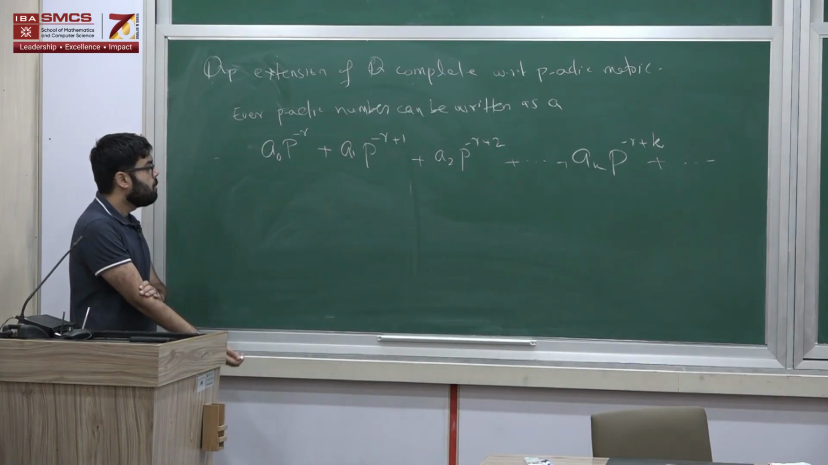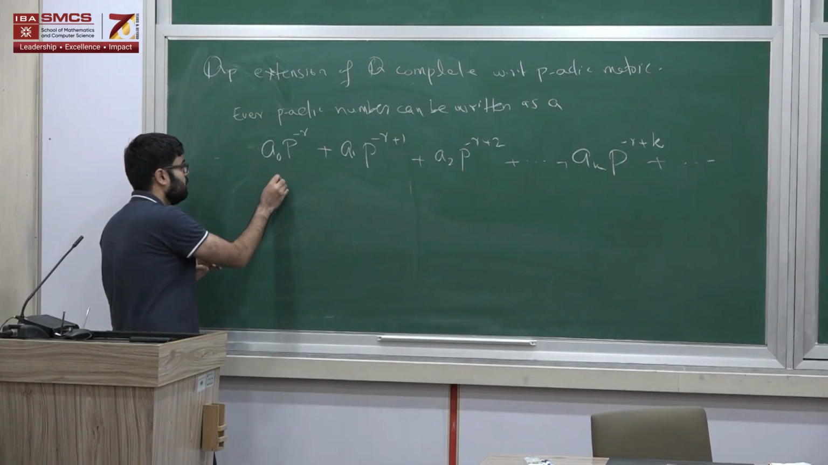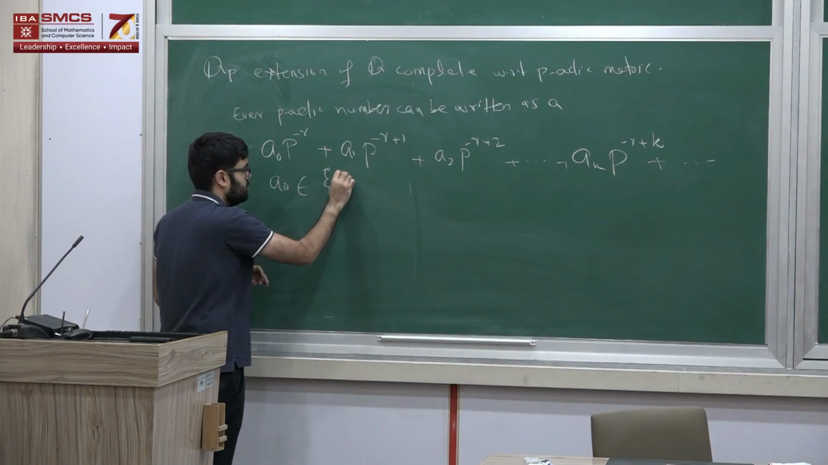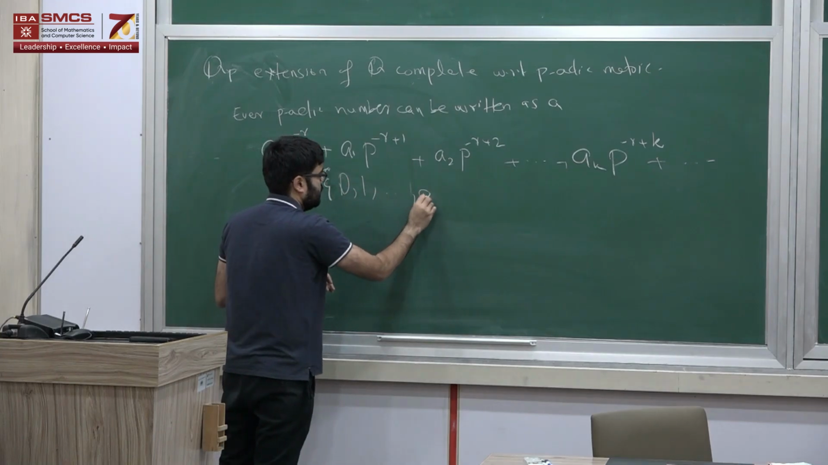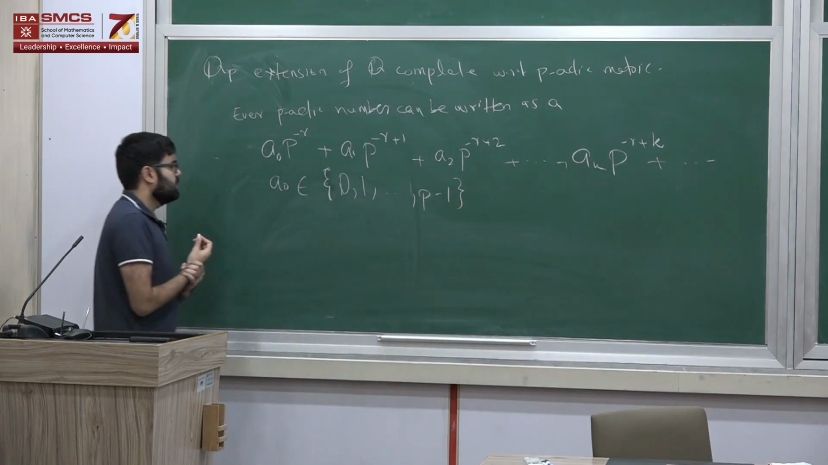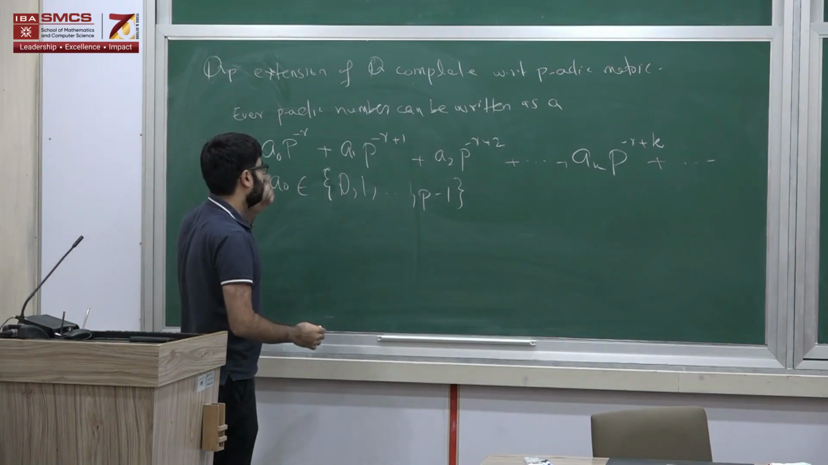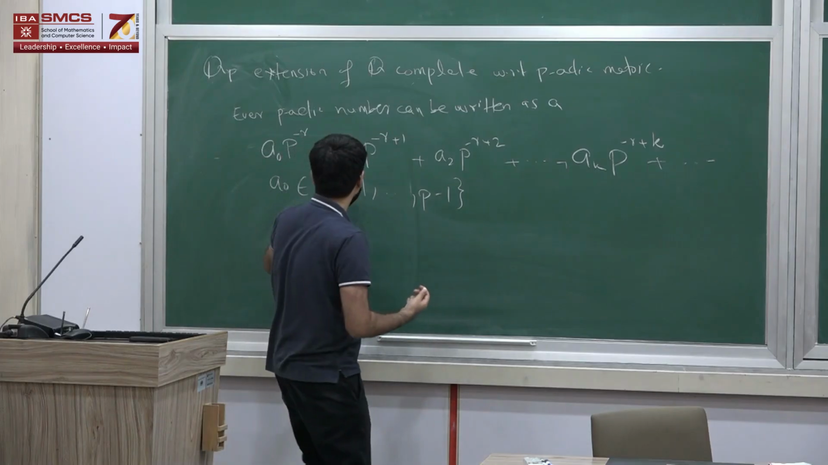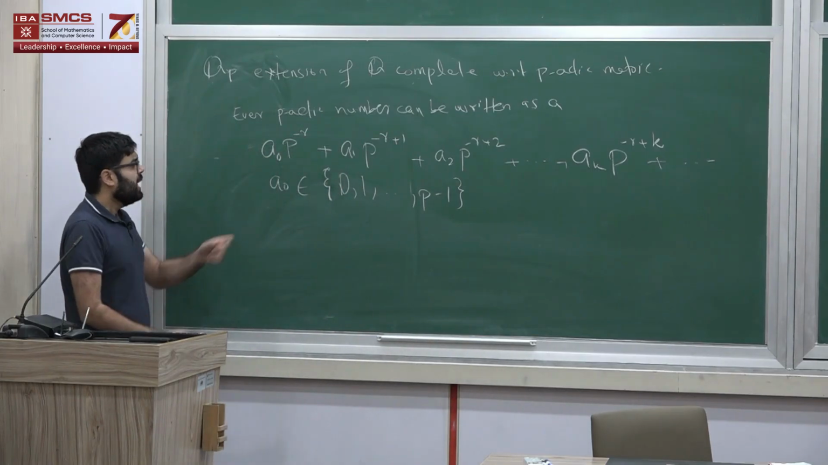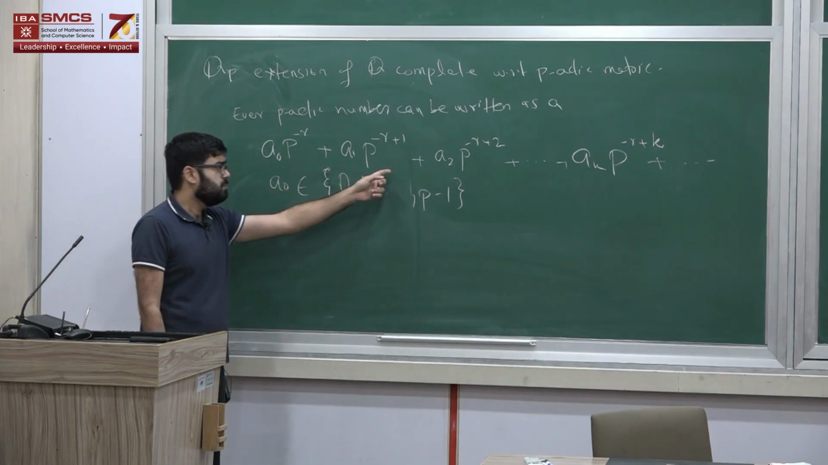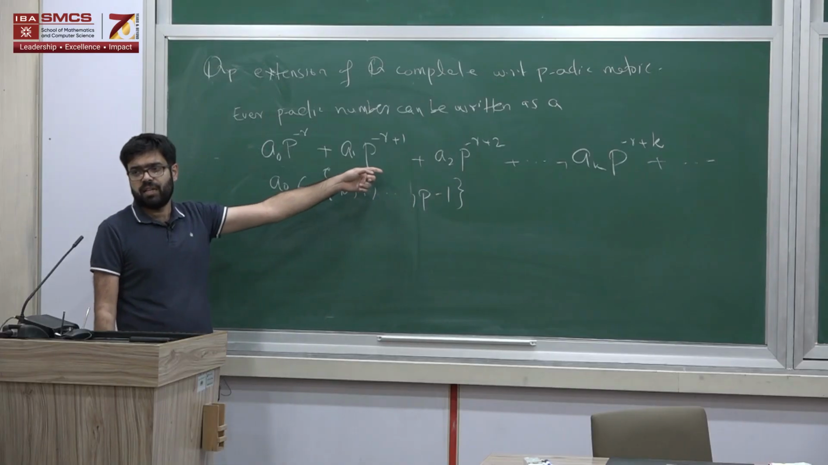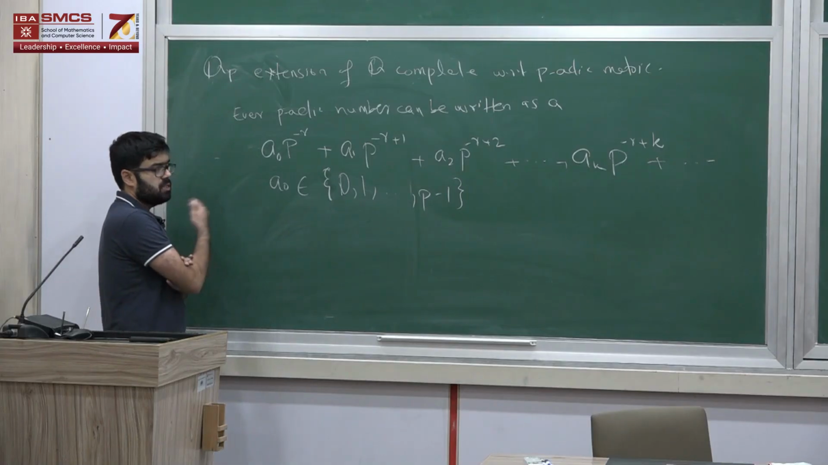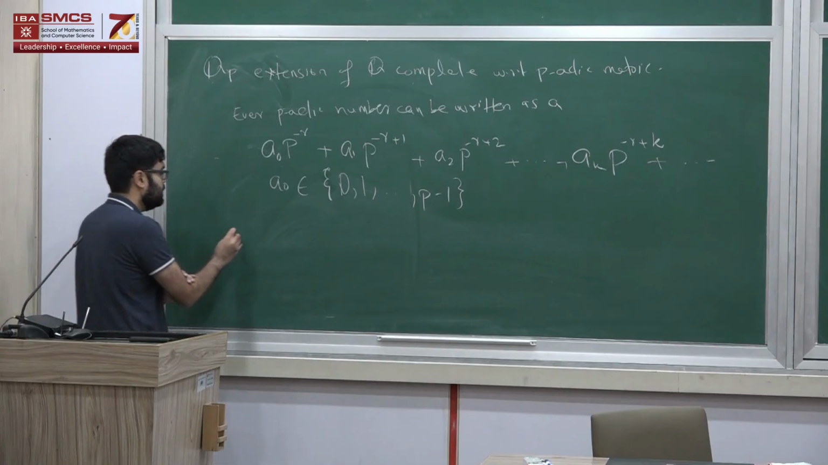And these a's are in the set 0, 1, up to p minus 1. So, they are the integers smaller than p, and so we can represent every p-adic number in such a way. Last time we defined the p-adic valuation, but that was defined on rational numbers. So this form allows us to extend it to all p-adic numbers.